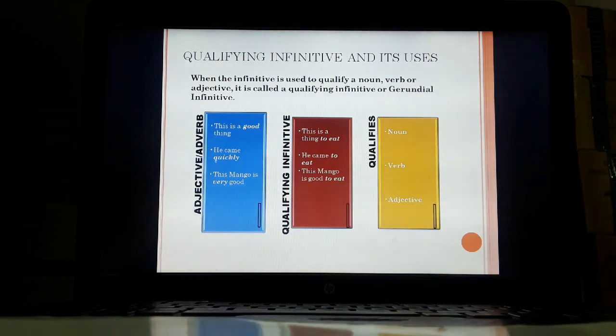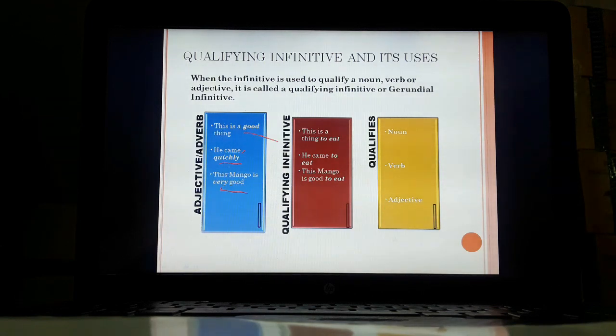In the first case, in this blue box, you can very well see how simply the adjective and the adverb forms have been used. As in the first sentence, this is a good thing. So here, good. Good is what? Good is an adjective. Why adjective? Because it is saying something about the noun thing. In the second case, he came quickly. What is quickly over here? Quickly is an adverb. Why? Because it is speaking something about the verb came. Again in the third case, this mango is very good. What kind of mango is it? It is very good.